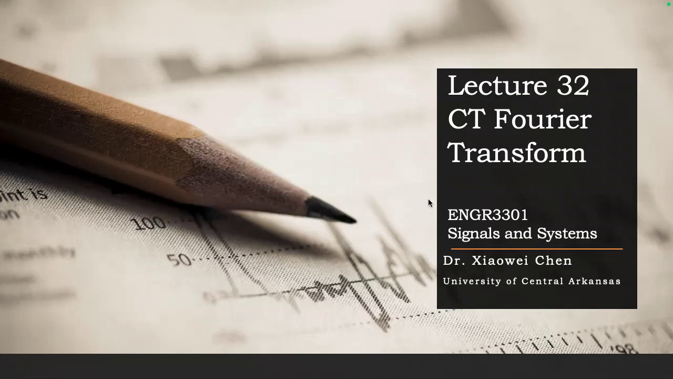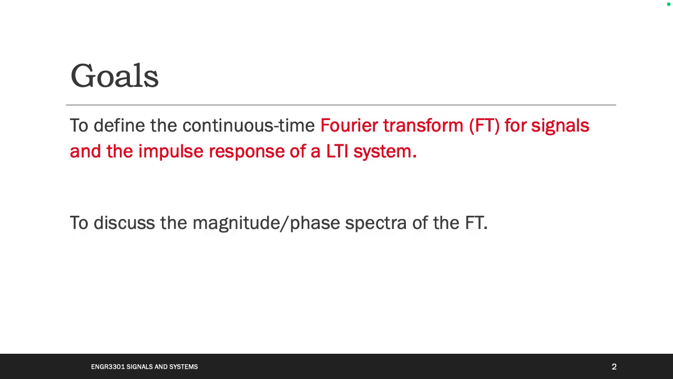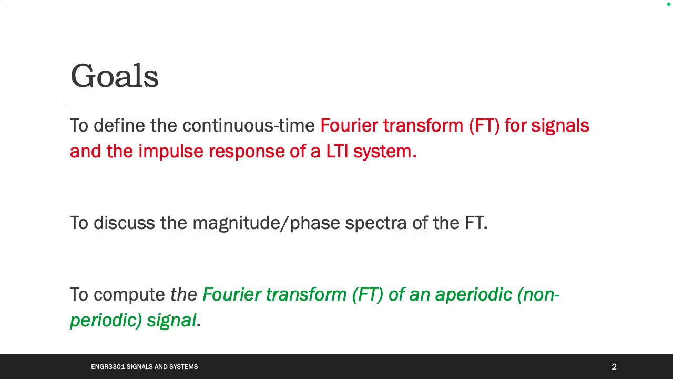Let's start. Today's goal: we will try to define the continuous-time Fourier transform for signals and the impulse response of the LTI system. Then we will discuss the magnitude and phase spectrum of the FT. The Fourier series we shorten to FS, and the Fourier transform we shorten to FT. Then we try to compute the FT of a non-periodic signal.